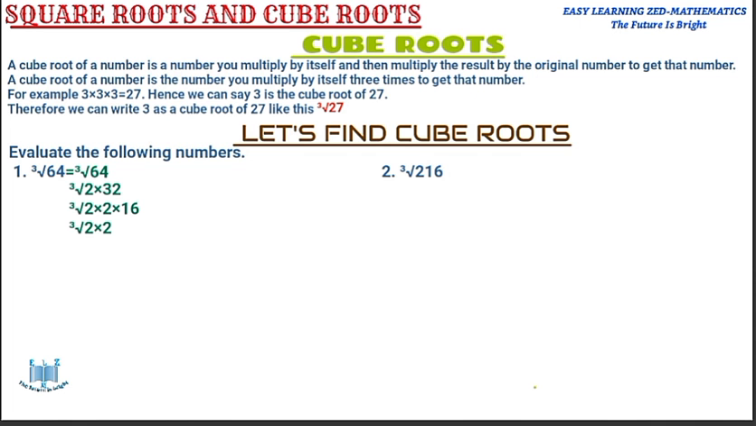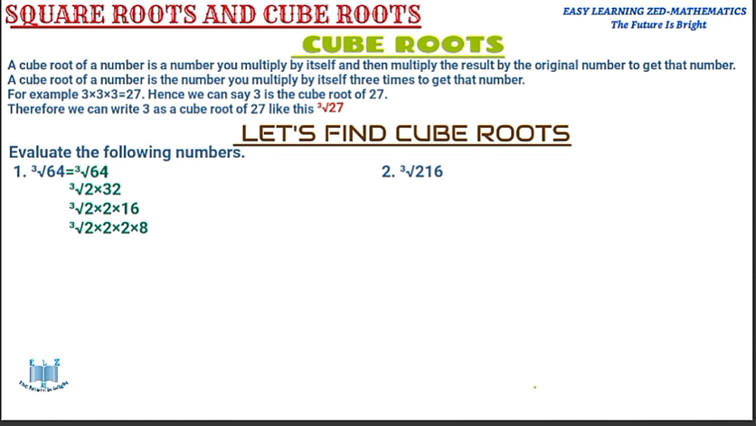So I'm going to multiply by 2. Then I'm going to ask myself, how many times can 2 go into 16? It will go 8 times. So I'm going to multiply by 8. So when you multiply 2 by 2 by 2 by 8, you get 64 as an answer.